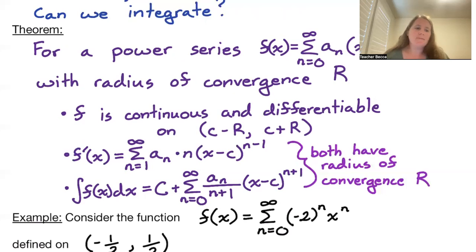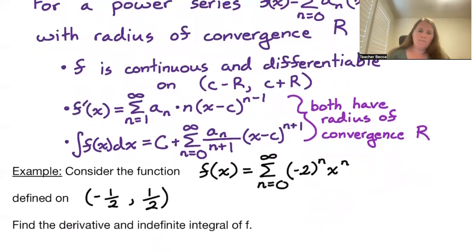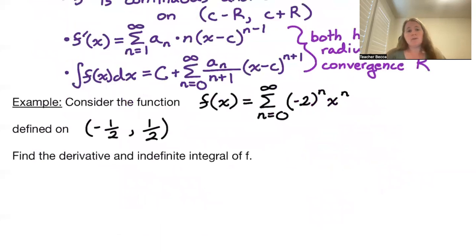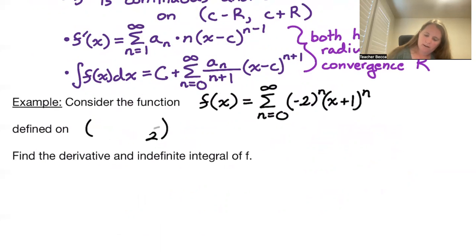This comes in handy. So for example, let's consider the function that we were working with in the previous video. f of x is equal to the sum from n equals 0 to infinity of -2 to the n, and let's make this the one that we switched to, so -2 to the n times x plus 1 raised to the n, which was defined on -1.5 to -0.5. Our job is to find the derivative and the integral.